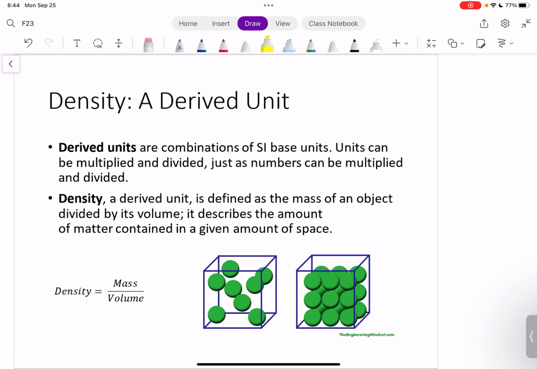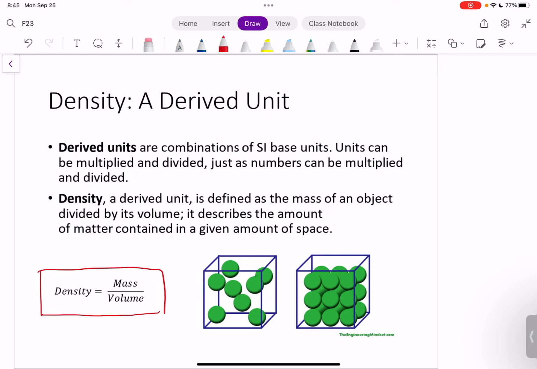There are also these things called derived units. That's a fancy way of saying that just like you can multiply and divide numbers, you can also multiply and divide units. What do I mean by that? If you look at this equation down here for density, it says density equals mass over volume. Let's break this down for a second.